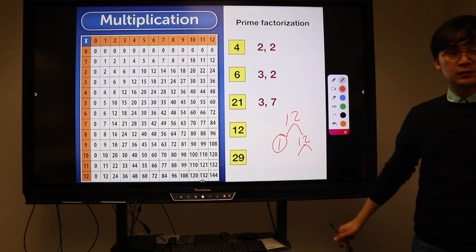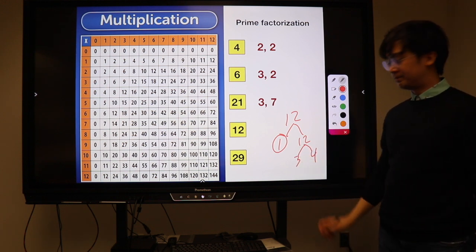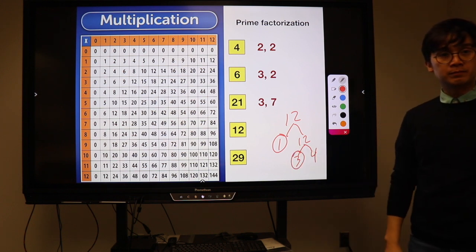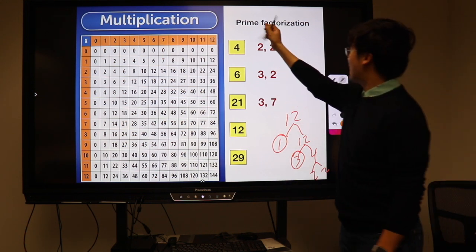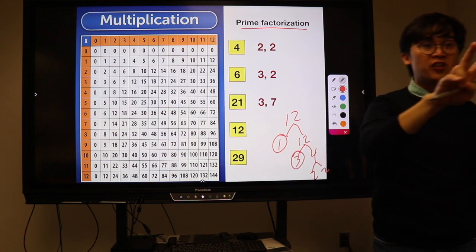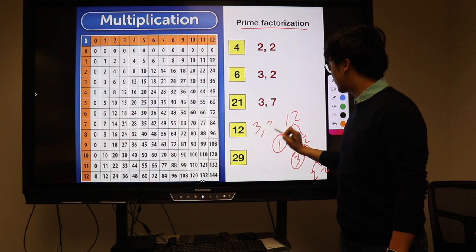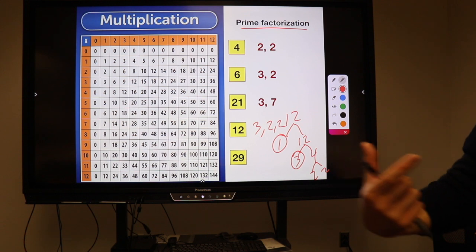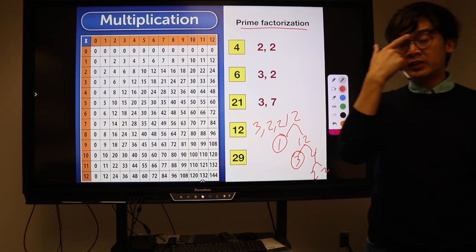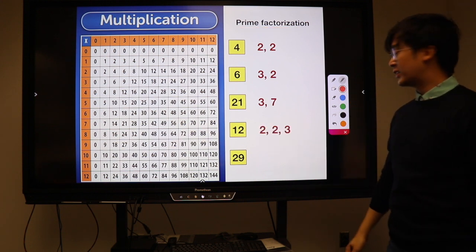Think of another set of factors. 3 and 4. Now, is 3 a prime number? Yes. Is 4 a prime number? No, we can still break it apart, right? 2 and 2. And this is what I'm saying, that prime factorization is not limited to only 2 prime numbers. For 12, we have 3, 2, and 2, because we need to break apart the number into its prime factors in order for you to understand fractions. So do you understand why 12 is 2, 2, 3?